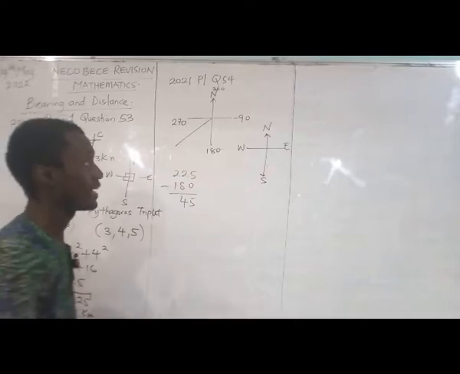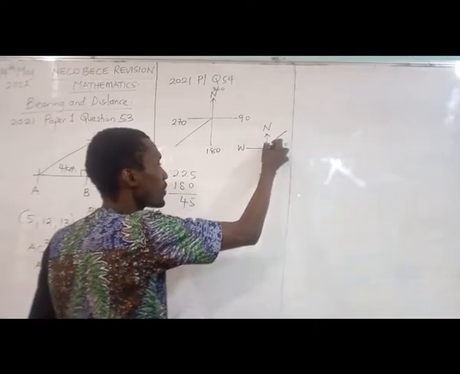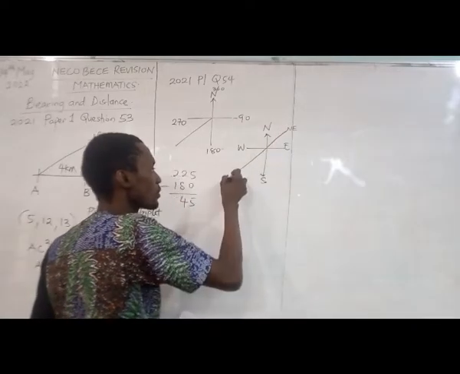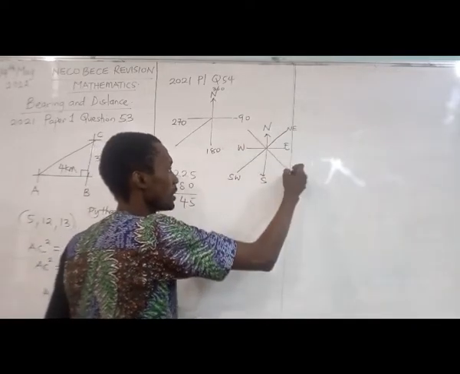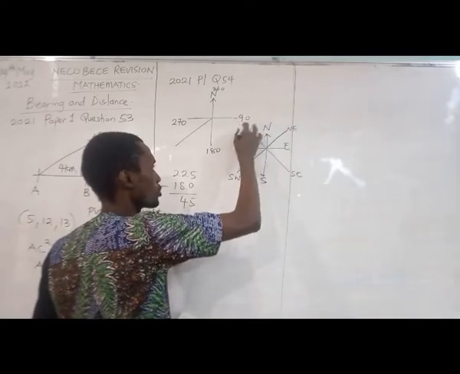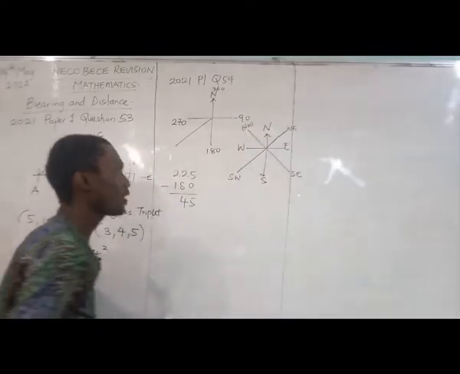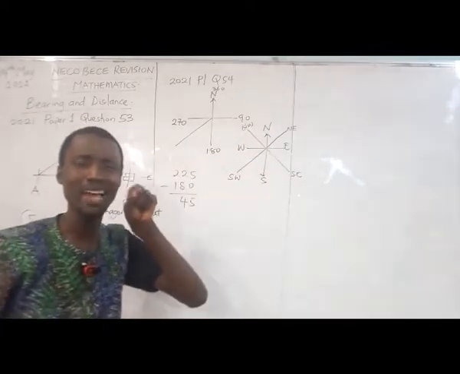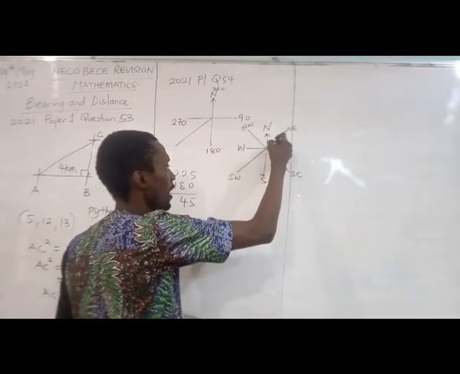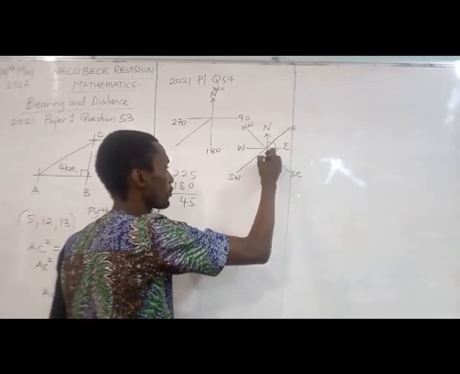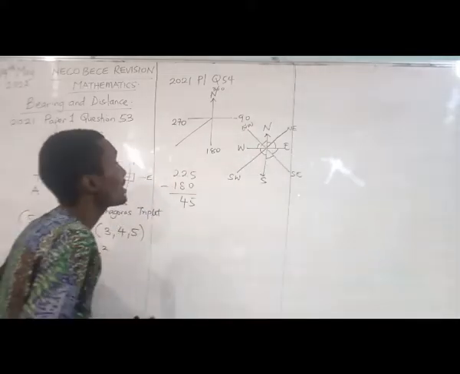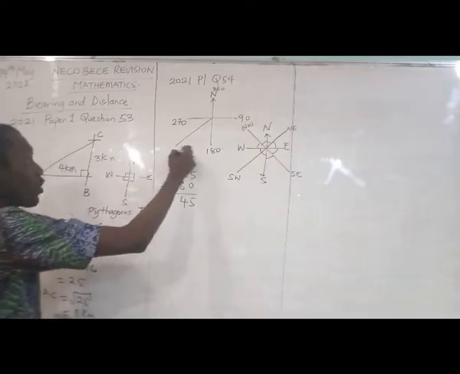Now remember, if you remember your compass bearing very well, this position is northeast. This position is southwest. This position is what? Southeast. This position is what? Northwest. And all of these divisions are exactly 45 degrees. So if this is 90 degrees, this will be 45, this will be 45, 45, 45, 45, 45, 45, and 45. So if you have that understanding, it means that what I'm looking for is actually what?